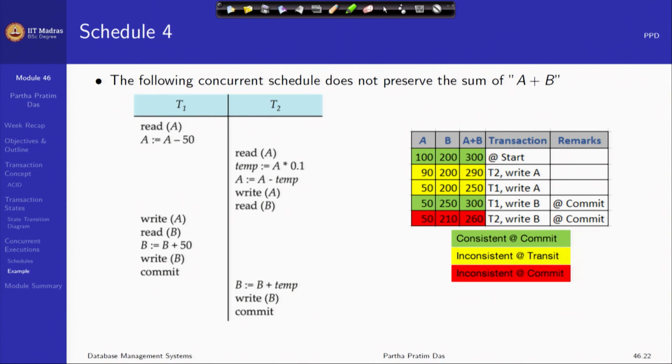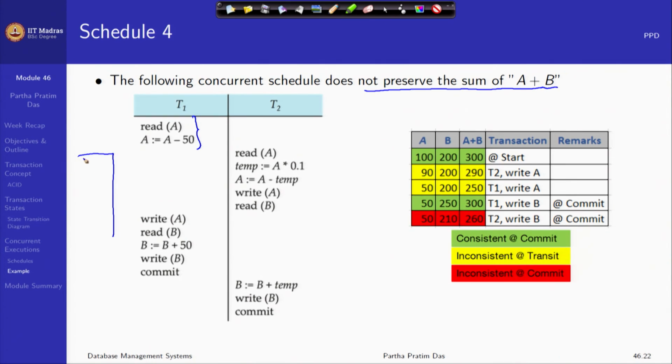Now, we will see an example in schedule 4, where the concurrent schedule is not serializable, that is, it cannot be equivalent to any other serial schedule. That is, very precisely, it will not preserve the sum A plus B, this invariance will not be preserved. So, you can see that we have the same set of instructions in T 1 and T 2 as before, but they are arranged intermixed in a different way. So, first we do read A and decrease A by 50, right.